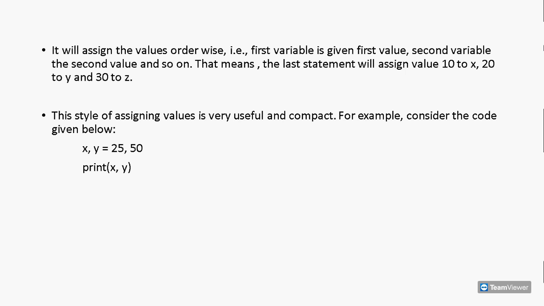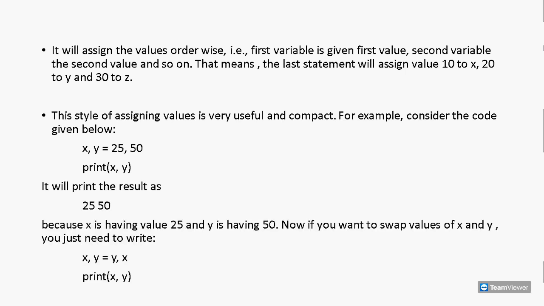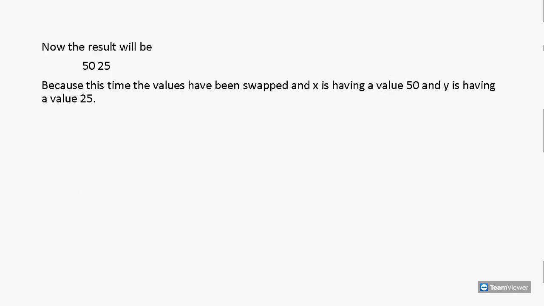For example, consider the code given below. x, y equal to 25, 50. Print x, y. This will print the result as 25, 50 because x is having value 25 and y is having 50. Now, if you want to swap values of x and y, you just need to write x, y equal to y, x. Print x, y. Now the result will be 50, 25 because this time the values have been swapped and x is having a value of 50 and y is having a value of 25.